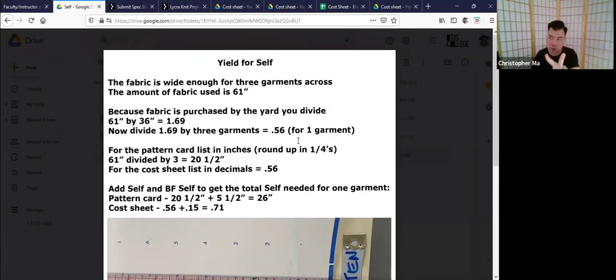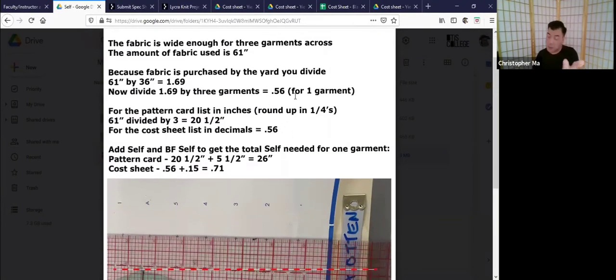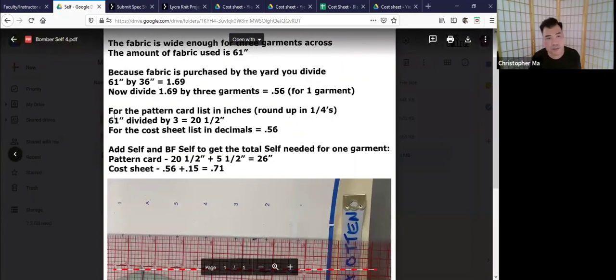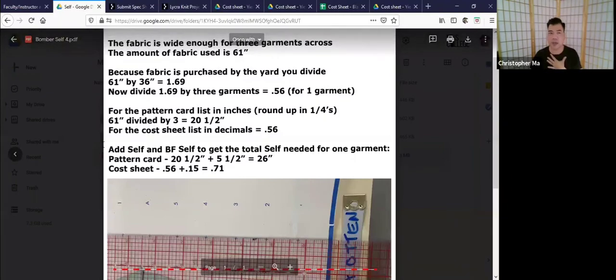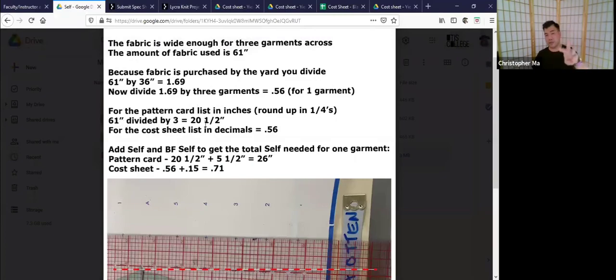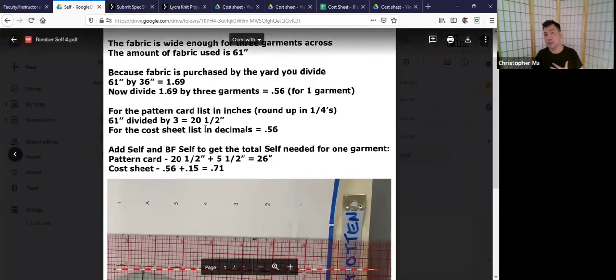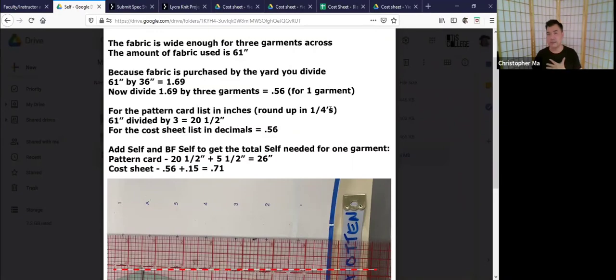Remember, I'm using 2 decimals, right? Even though it's probably more when you do it in a calculator, only go up to 2 decimals. So for the pattern card, when you fill in pattern cards, you're supposed to write in inches. So that's a difference. On a pattern card, you don't fill in decimals. Decimals only happen in the cost sheet. On the pattern card, you will actually write inches, okay? So 61 inches divided by 3, you get 20 and a half inches. Okay, but for the cost sheet, it's listed in decimal as 0.56.